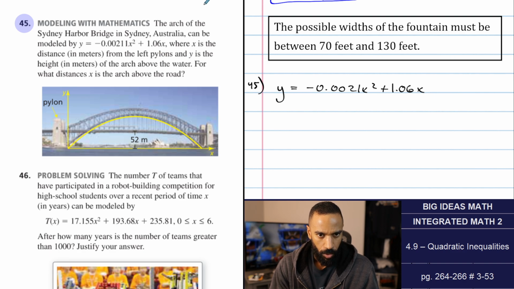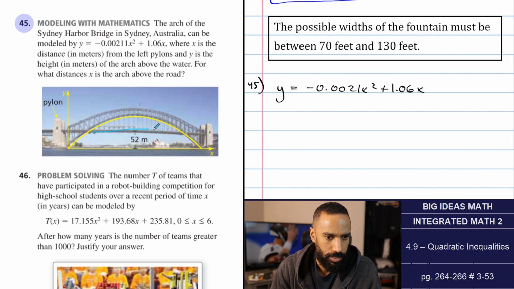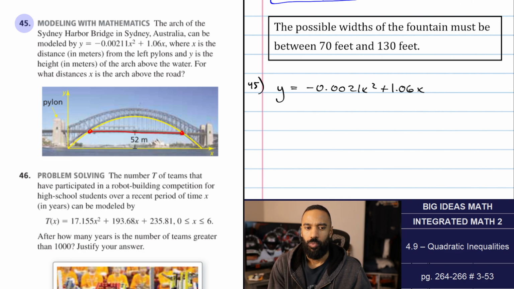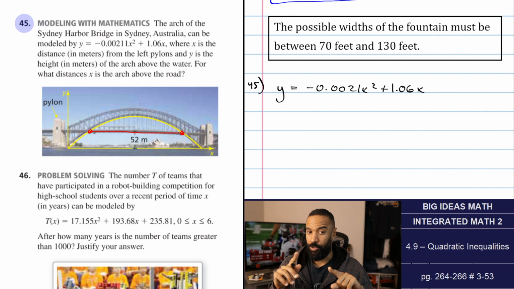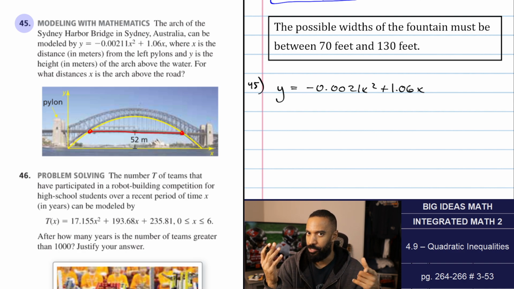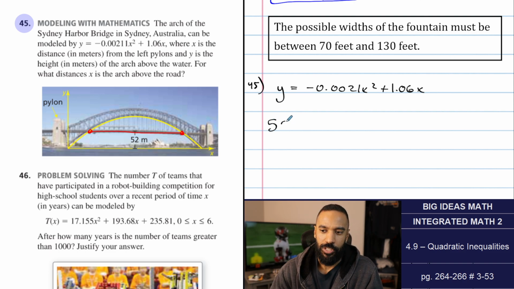What we're trying to find is, the road is here. Let's use a good color. Can you see green? That's not green. Red. All right, the road is here, 52 meters above the water. The arch intersects those points of the road. We need to find out when these parts are, it says above the road. If the road is 52 meters above, then I'm assuming anything above 52 meters is parts of the arch that are above the road. So y is our 52.